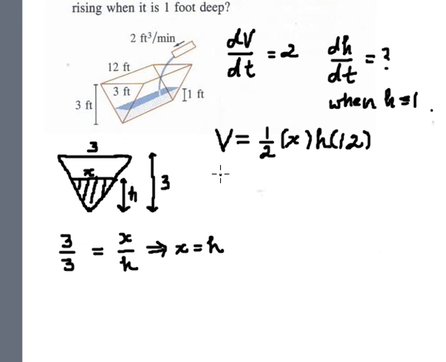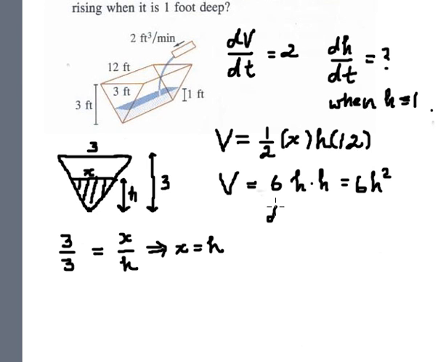Alright, so let's substitute h for x, because x is equal to h, and let's multiply 1/2 times 12, which is 6. And here instead of x we have h times h, that's 6h squared. Now, in all related rate problems we have variables that are changing with time, and we differentiate our equation with respect to time. So let's do that here.